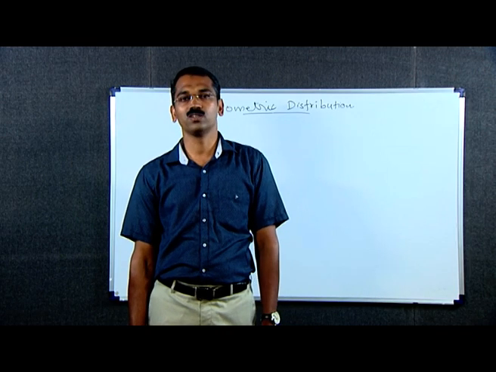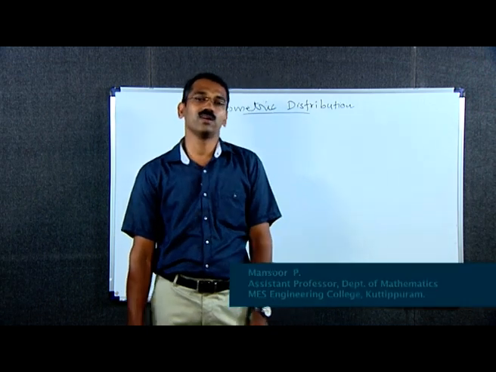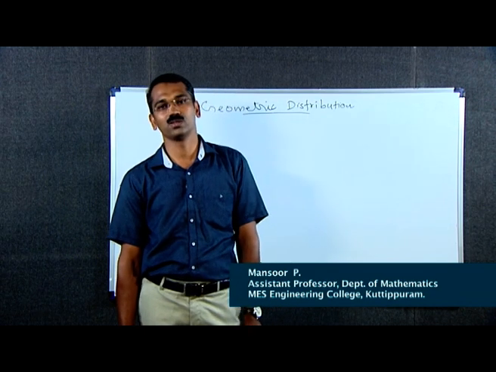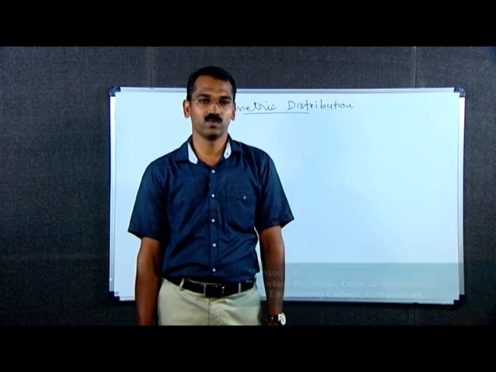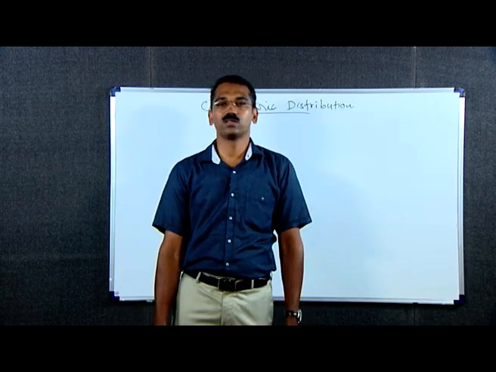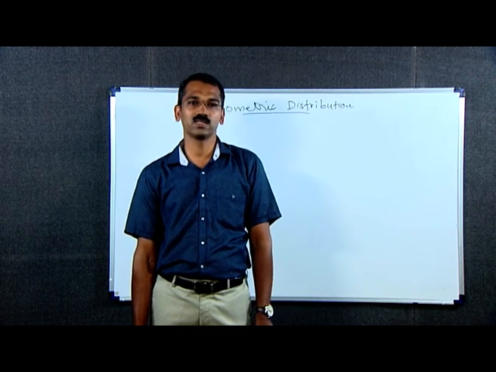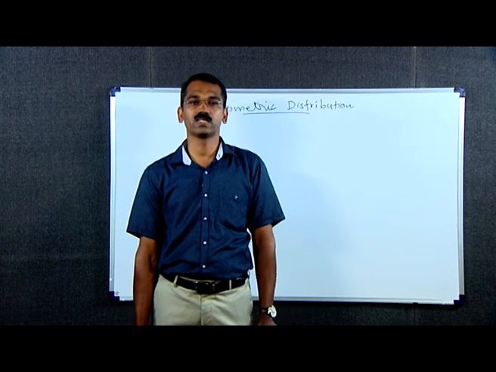Welcome to the session on geometric distribution. Consider a random experiment having only two possible outcomes, namely success and failure. We assume that the probability of success is the same for each trial and all the trials are independent.